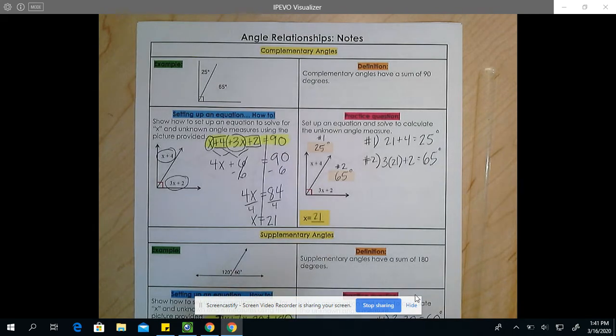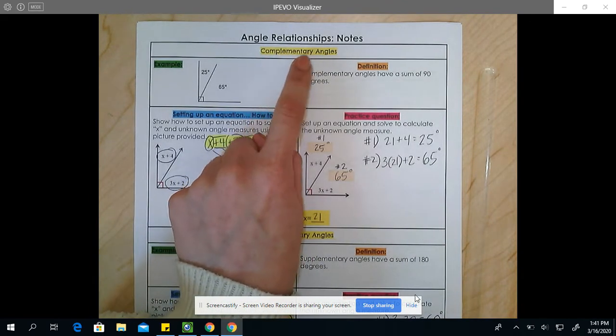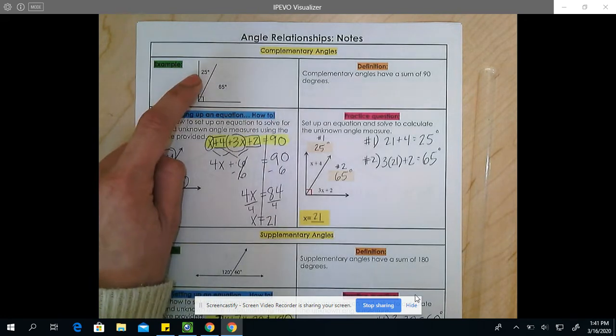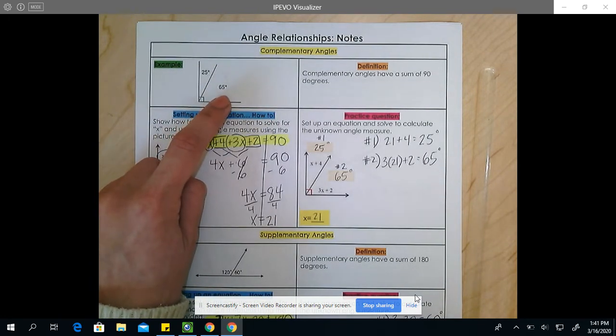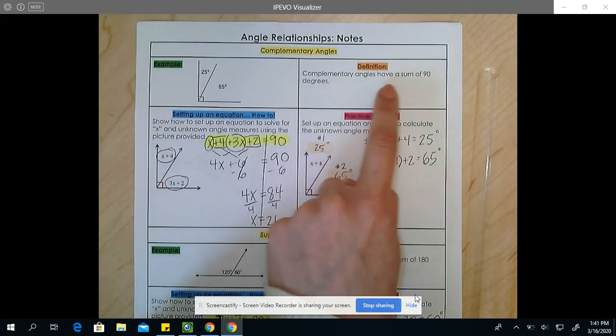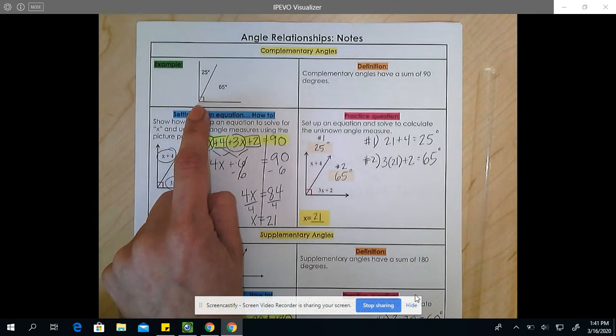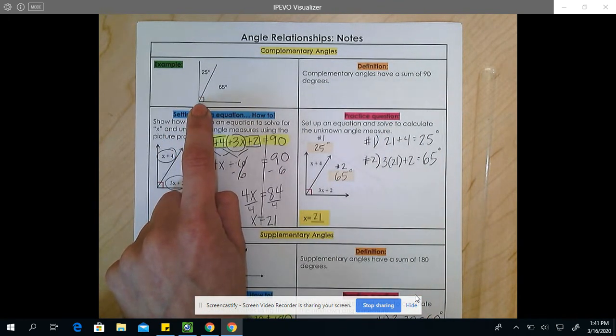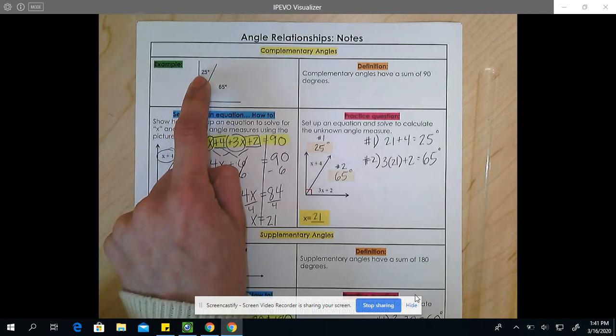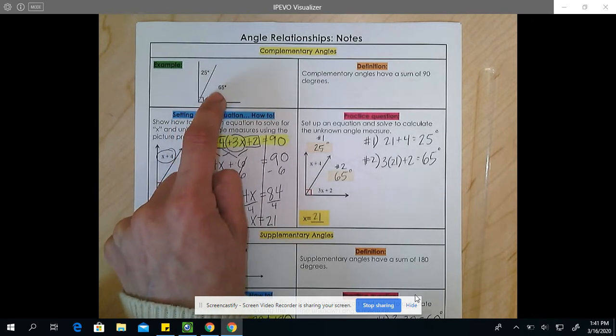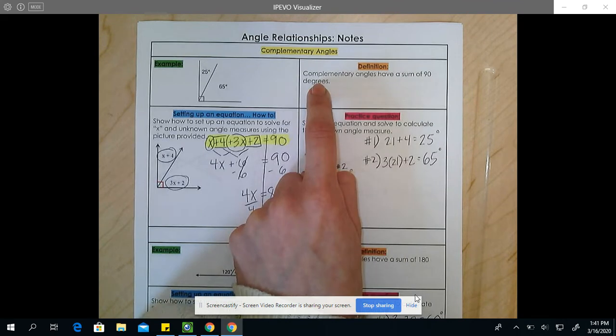Okay, now we're going to go over notes on the 4 different angle relationship types that you looked at in the previous activity. The first type is called complementary. This is an example of what complementary angles might look like because complementary angles have a sum of 90 degrees. 90 degrees is also the same as a right angle. Right angles are indicated by the little box in the corner. These two angles are complementary because they have a sum of 90 degrees.